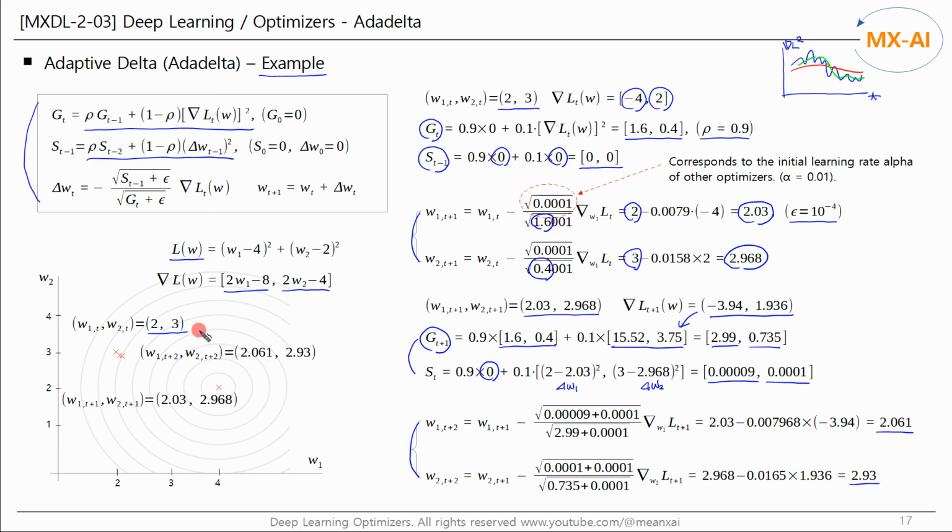In the figure on the left, W moves from this point to this point and then to this point. The path looks like this, but it's so small that it's hard to see. For other optimizers, we set the global learning rate large enough to make the path visible. However, because Adadelta does not specify a global learning rate, the path moves little by little and is not clearly visible. In this case, the initial global learning rate corresponds to around 0.01. Adadelta works this way.